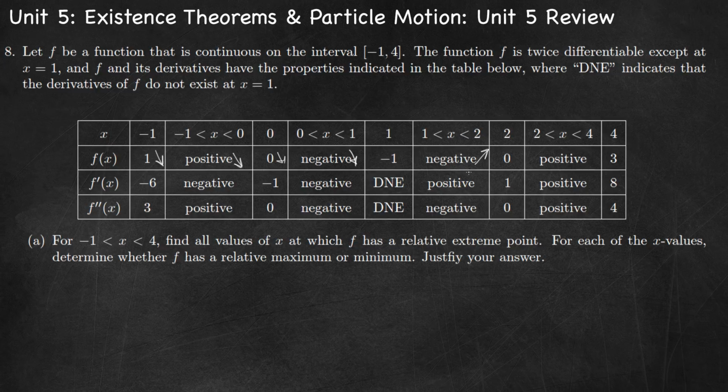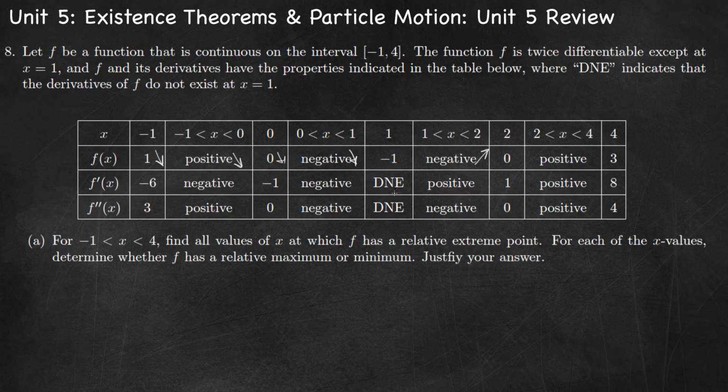So f does change from decreasing to increasing, but since the derivative doesn't exist at 1, it may or may not be a minimum point. It depends why the derivative doesn't exist. Does the derivative not exist because there's an asymptote? Well, there can't be an asymptote because f is defined at 1. f of 1 is -1. There's a point there.